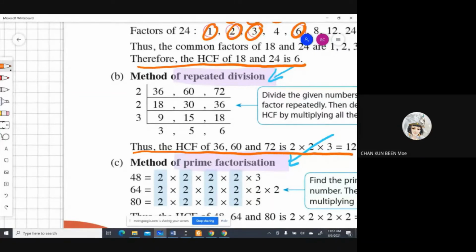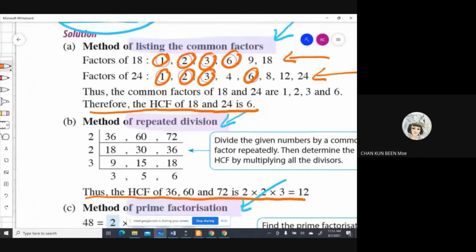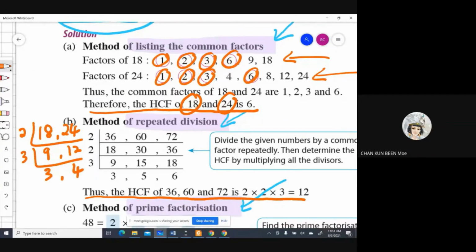That's all. Okay, same thing also we can apply for the previous question here. The previous question asked you to find out the HCF for 18 and 24. So we also can use the same method. 18, 24, you divide it by the smallest prime number first. So 2 times 9, 18. 2 times 12, 24. Divide by 3. 3 times 3, 9. 3 times 4, 12. Cannot be divided anymore, right?